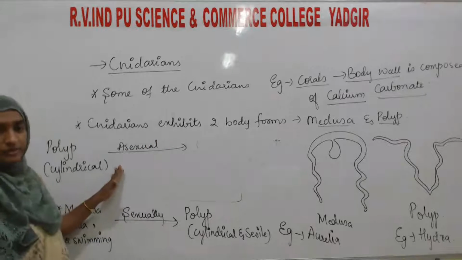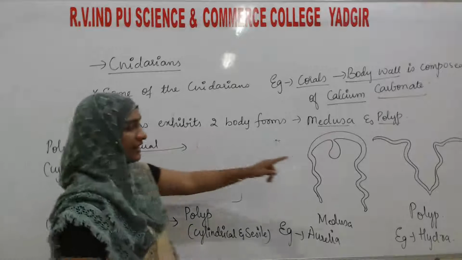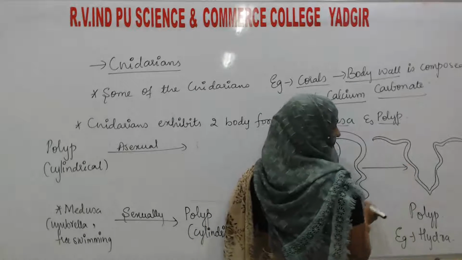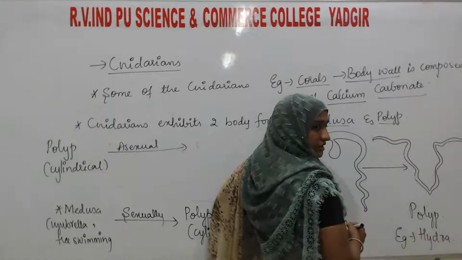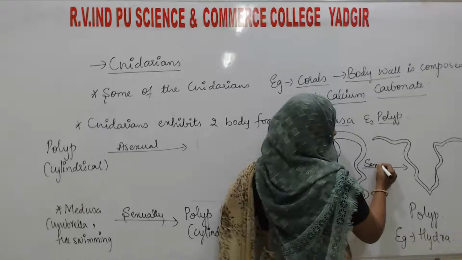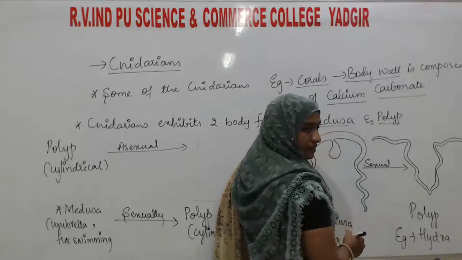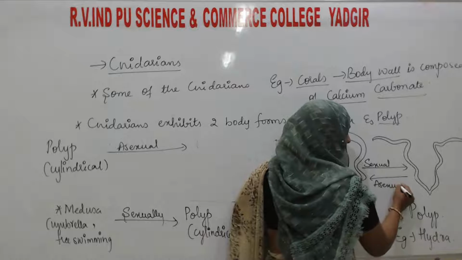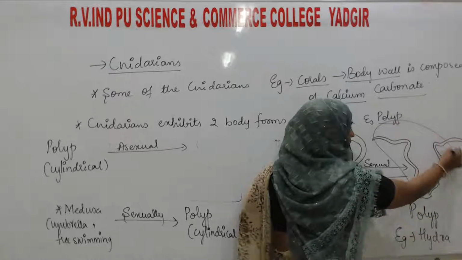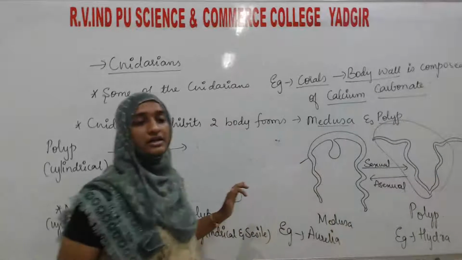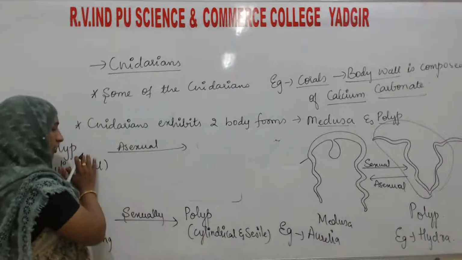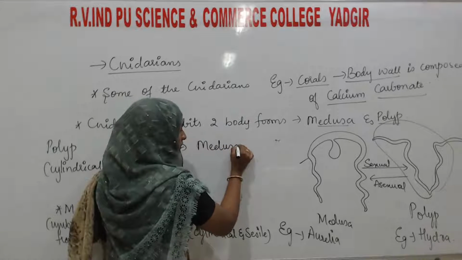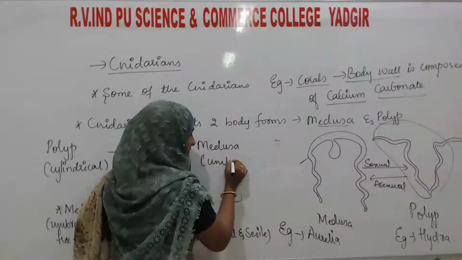So here, this umbrella shape will change into the cylindrical shape when they undergo sexual reproduction. When they undergo asexual reproduction, this cylindrical structure will change into the umbrella shape. That is the medusa. The polyp undergoes asexual reproduction to form the medusa, which is umbrella shaped.